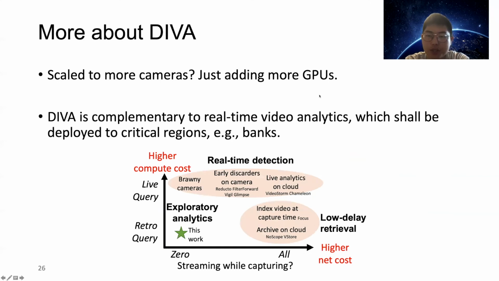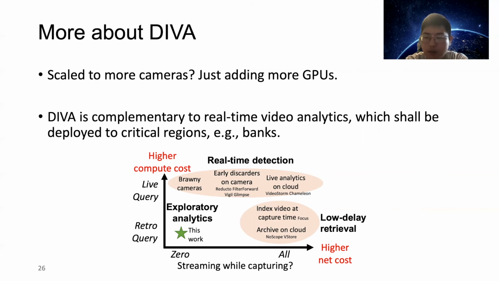There are two more things I want to highlight. First, I've only discussed how DIVA handles query on one camera. To query many cameras, we can just provision more GPUs to DIVA to make sure that the server-side computation will not become the bottleneck of the end-to-end query speed.